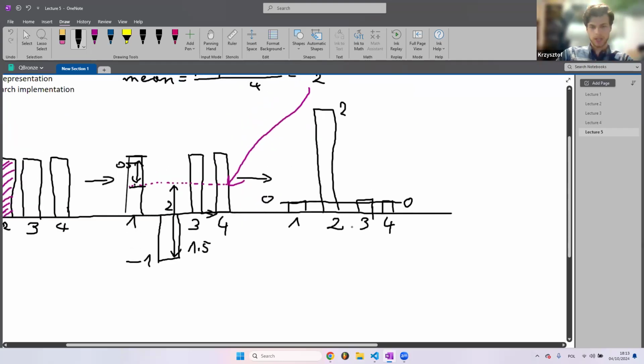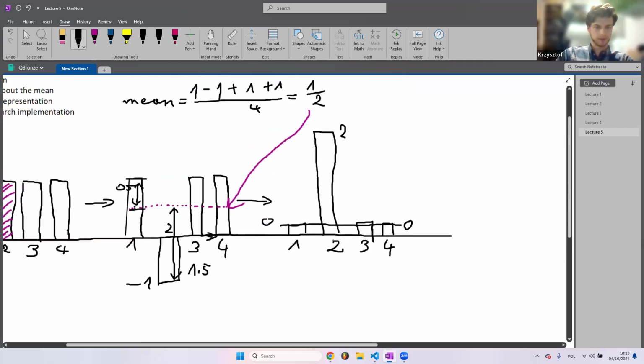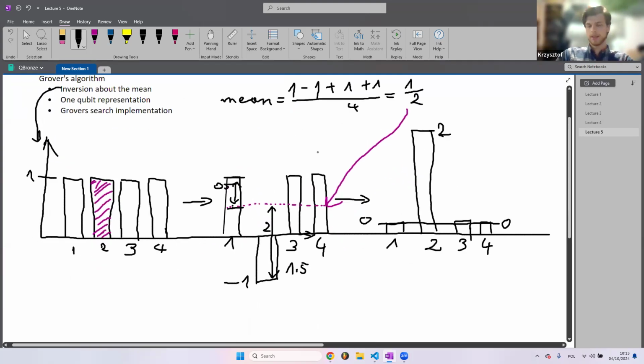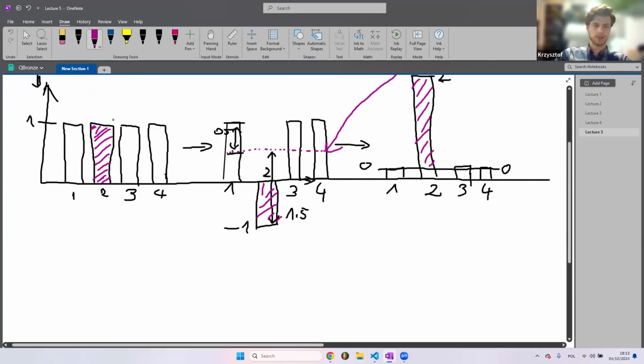Let's once again check the value of the second element. This is indeed 1.5 plus a half, which is equal to 2. And in this one step, we have amplified the value of our second element, which is a marked element, to a greater value, and the others are 0.